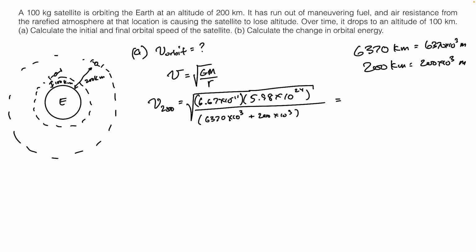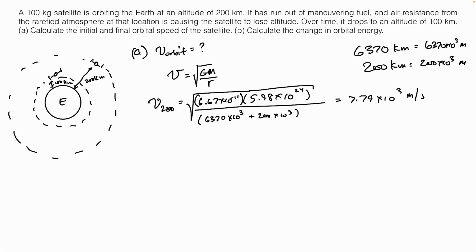And I got, for the 200, I got 7.79 times 10 to the 3 meters per second. So that's 7,790 meters per second, 7.79 kilometers per second. That's pretty impressive.